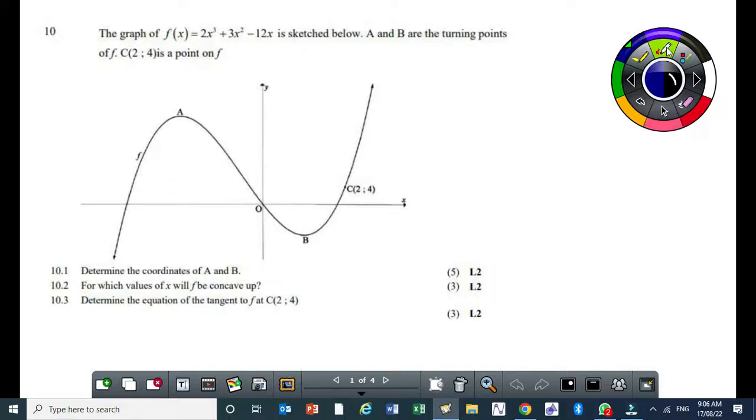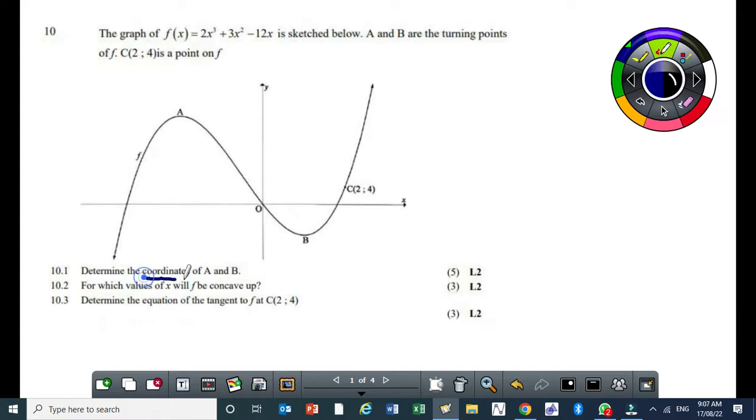So, according to the question, the equation of the function is f of x equal to 2x cubed plus 3x squared minus 12x. Points A and B are the turning points, and there is also a point C which is on the graph. The x value at C is given, the y value is also given. Now, the first question says determine the coordinates of A and the coordinates of B.